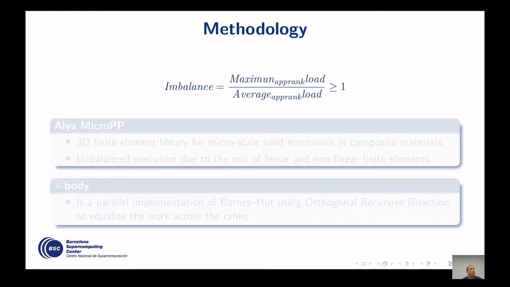In our methodology, we compute the imbalance by dividing the maximum load by the average load for every app rank. A value of 1 means that the application is perfectly balanced, and for example a value of 2 means that the critical path has roughly twice the length than with perfect balance.